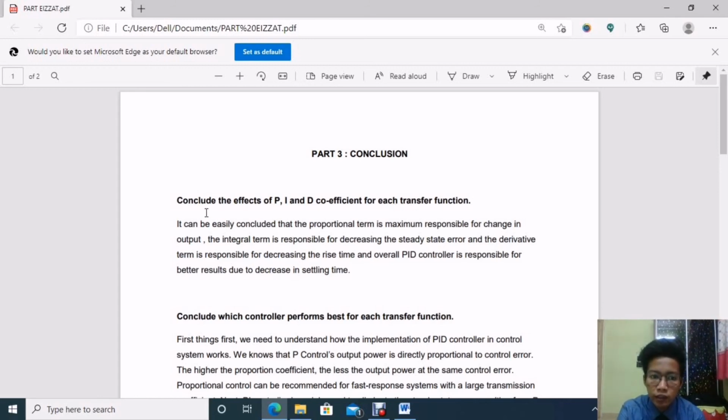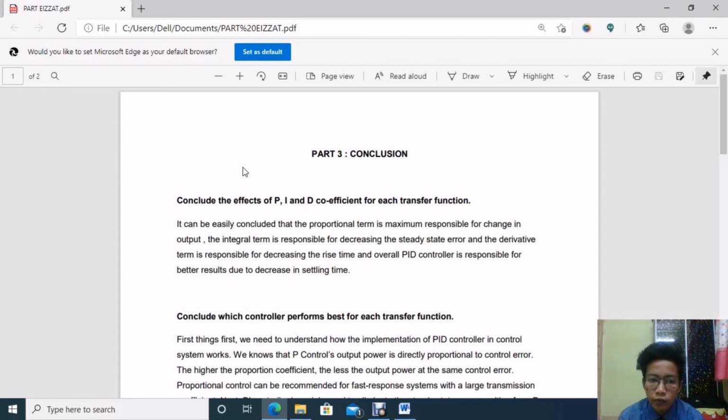As you can see here, there are two things that we need to conclude. The first one is the effects of P, I, and D coefficients for each transfer function. After we did the group project, we found that it can be easily concluded that the proportional term is mainly responsible for change in output. The integral term is responsible for decreasing the steady state error, and the derivative term is responsible for decreasing the rise time, and overall PID control is responsible for better results due to the decrease in settling time.